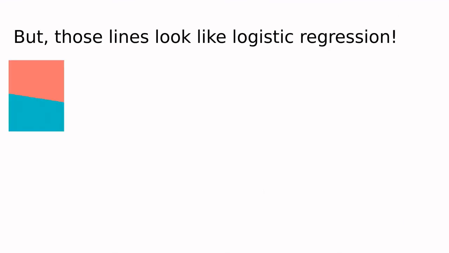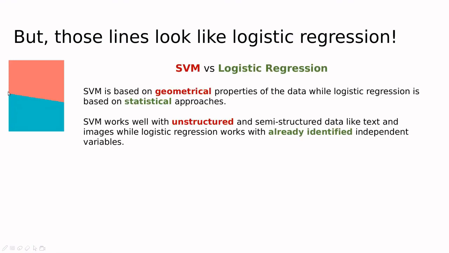Hopefully you're thinking now, okay, this looks like logistic regression, right? In which we were trying to draw a line and separate the world between up and down. And the answer is yes and no. Yes, because we're using straight lines, at least with a linear kernel. And no, because SVM is based on geometrical properties. If you remember, we are trying to clear the space between categories. So we want the margin as high as possible because we want a lot of empty space between both groups.